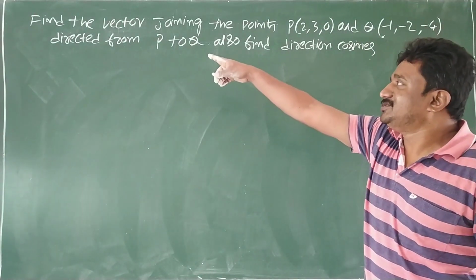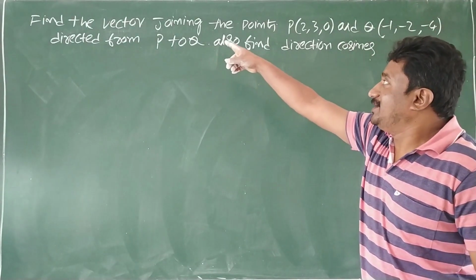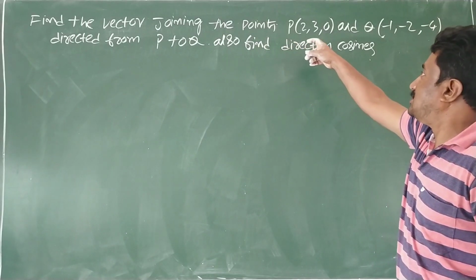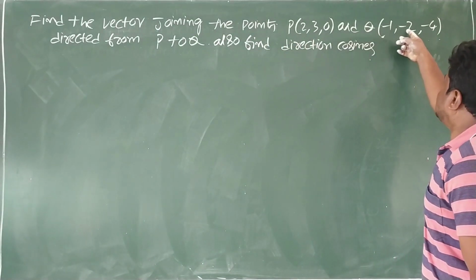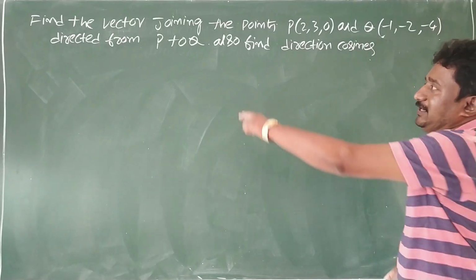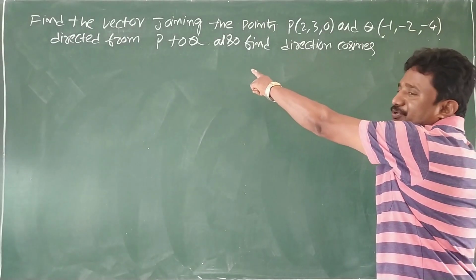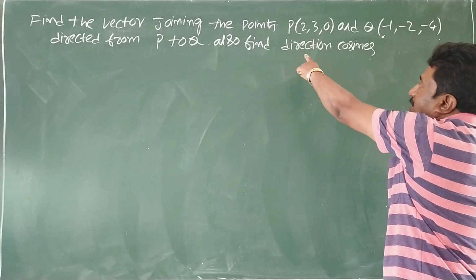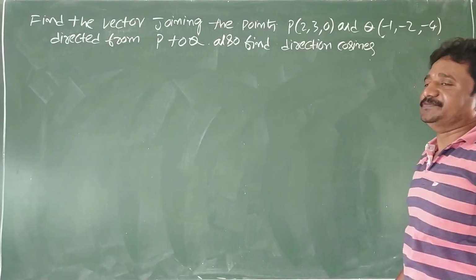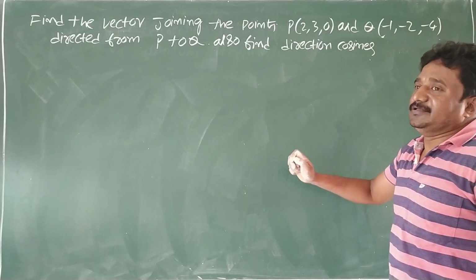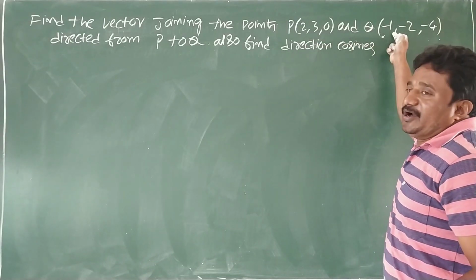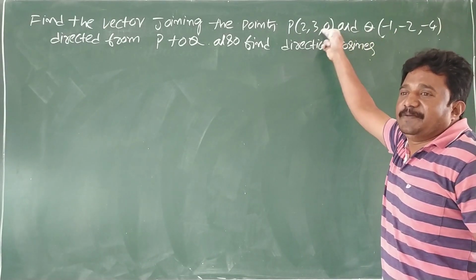Look at that question, students. Find the vector joining the points P(2, 3, 0) and Q(-1, -2, -4), directed from P to Q. Also find direction cosines. So simple question, students. Tell me a vector joining these two points, the vector joining P and Q.